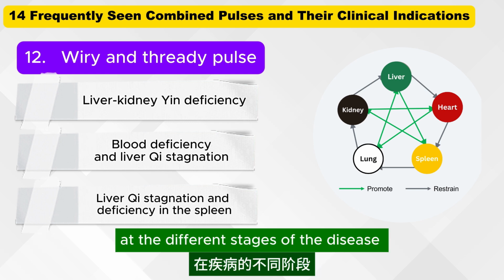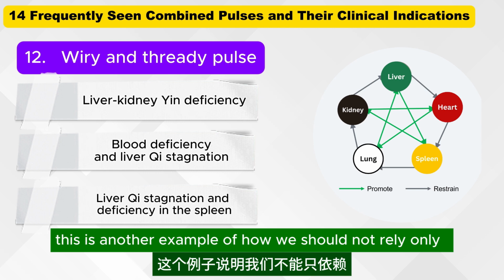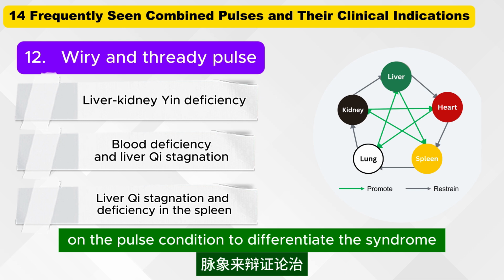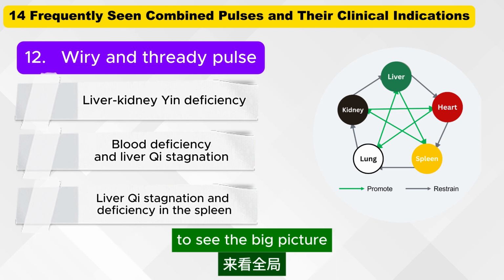At the different stages of the disease, a wiry and thready pulse condition may be present. This is another example of how we should not rely only on the pulse condition to differentiate the syndrome. We must always combine other accompanying signs and symptoms to see the big picture.